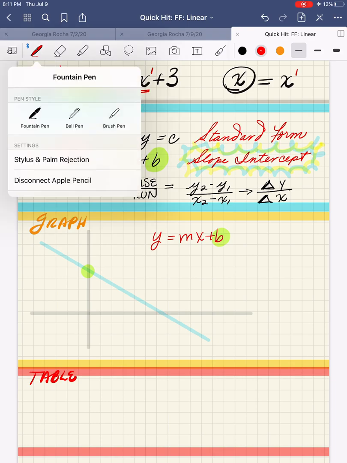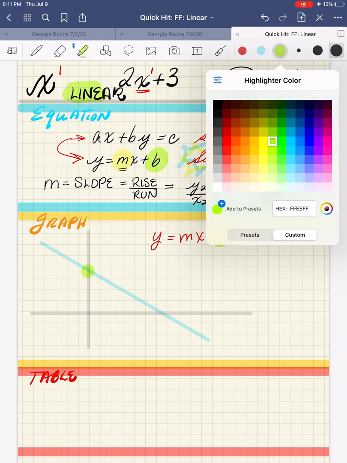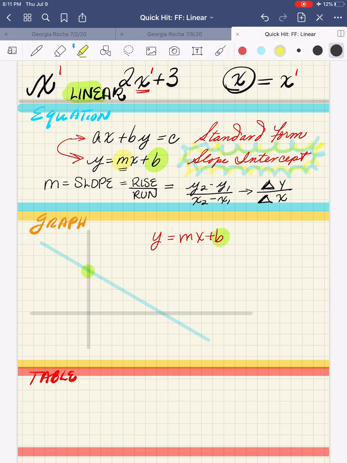And how do I portray my m, my slope? Well, my slope is the change in y, my vertical change, and this is a negative vertical change. I'm going down over my horizontal change. So it would look something like this. That's my slope.